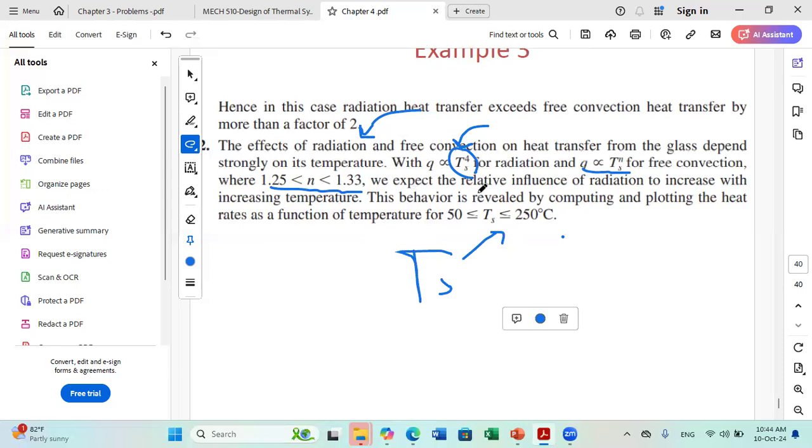Okay, so we expect the relative influence of radiation to increase with increasing temperature. This behavior can be determined by computing and plotting the heat rate as a function of temperature. So if you do Q total for a surface temperature between 50 and 250, you will see that the larger the surface temperature, the larger the dominance of radiation over convection.